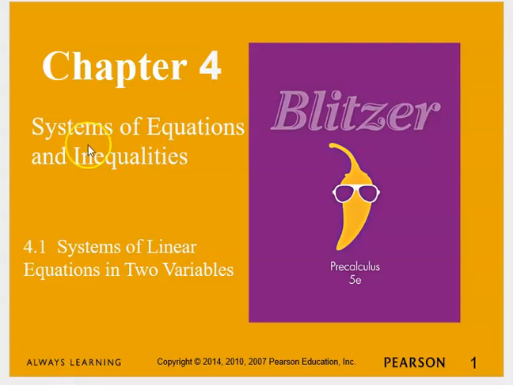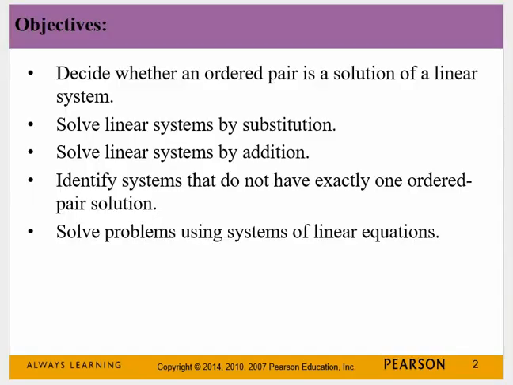Going into Chapter 4 now, Topic 1, Systems of Linear Equations in Two Variables. Here are the objectives. Now, this is in background thinking that we normally have one equation, but how about if we have two equations? How are they going to relate to each other?